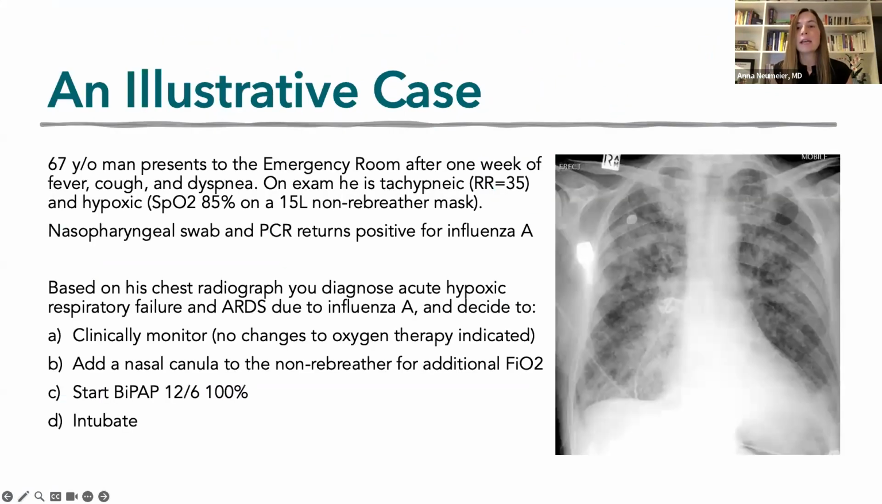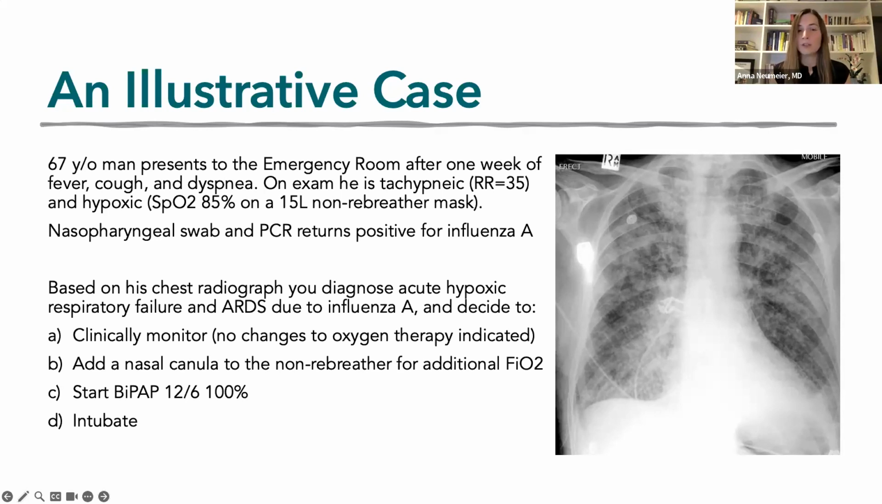So let's put it all together, walking through an illustrative case to discuss the principles. We have a 67-year-old man who presents to the emergency room after 1 week of fever, cough, and dyspnea. On exam, he is tachypneic, his respiratory rate is 35, he's hypoxic, his saturation is 85% on a 15-liter non-rebreather mask. His nasopharyngeal swab and PCR returns positive for influenza A. Based on his chest radiograph, you diagnose acute hypoxic respiratory failure and acute respiratory distress syndrome due to influenza A.